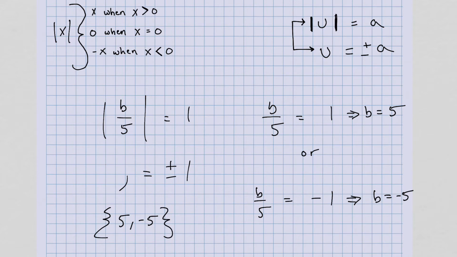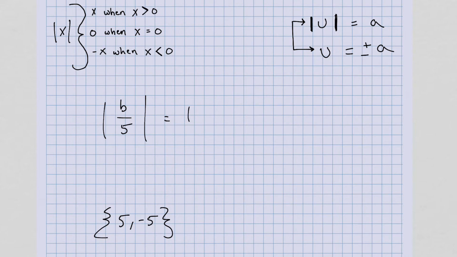Let's go ahead and show you the proof of this, going off these rules that I've been showing you. Let's do this first one here, positive 5. Let's put that in for b here. So we have the absolute value of 5 over 5, and we're saying that equals 1. As we know, we have a number that's greater than 0. 5 divided by 5 is 1. 1 is greater than 0, so it's just x when x is greater than 0. So that checks out.